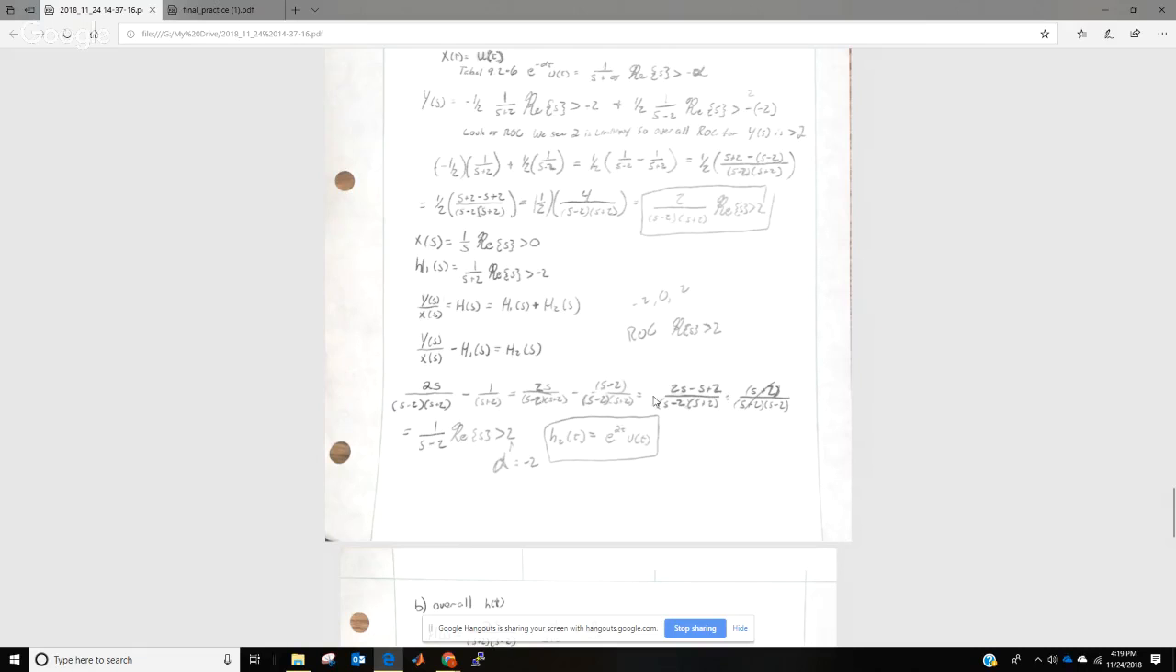So doing that algebra, we get to h2 of s is equal to 1 over s minus 2, with a region of convergence. We still have the region of convergence of 2. So alpha is -2, which is also supported by this.